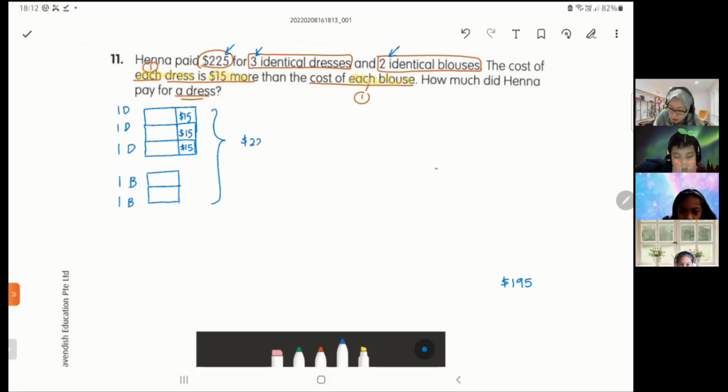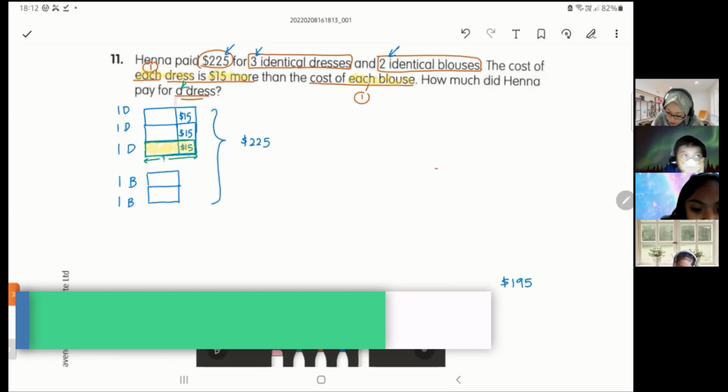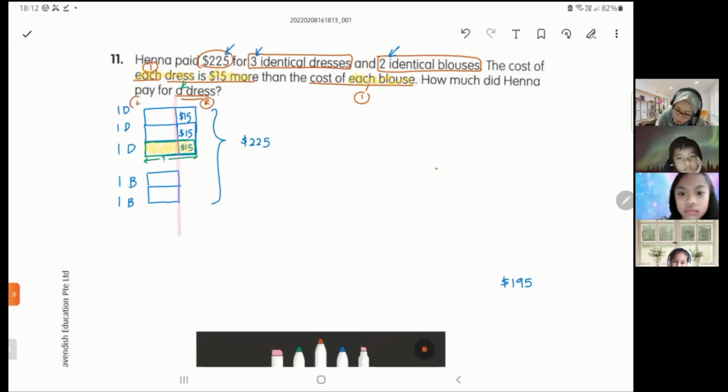So $225. I want to know how much is a dress. A dress. So I want to know this one here. This is what I want to know. I put a question mark here. Okay, the one in green. Okay, I color yellow. The whole thing here, I want to find the yellow colored part. All right. Now, I want you to look at the equal portions and the extras. Where are all the extras? Can you see the extras are on my right hand side? These are all my extras, and then these are all my equal parts. 1 unit, 1 unit, 1 unit, 1 unit.